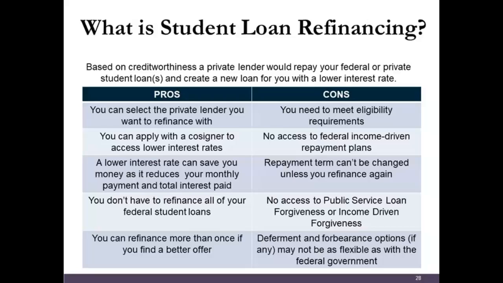So say you refinance and you choose a 10-year repayment term, and then a couple years into it, you realize that it's becoming harder to pay. You would have to refinance again in order to extend your repayment term because you can't just ask to be put into a 15-year repayment plan. Whatever you choose, you're going to stick with unless you refinance again. And then there's no access to public service loan forgiveness or income-driven forgiveness. And lastly, deferment and forbearance options, if you do have any, may not be as flexible as with the federal government.